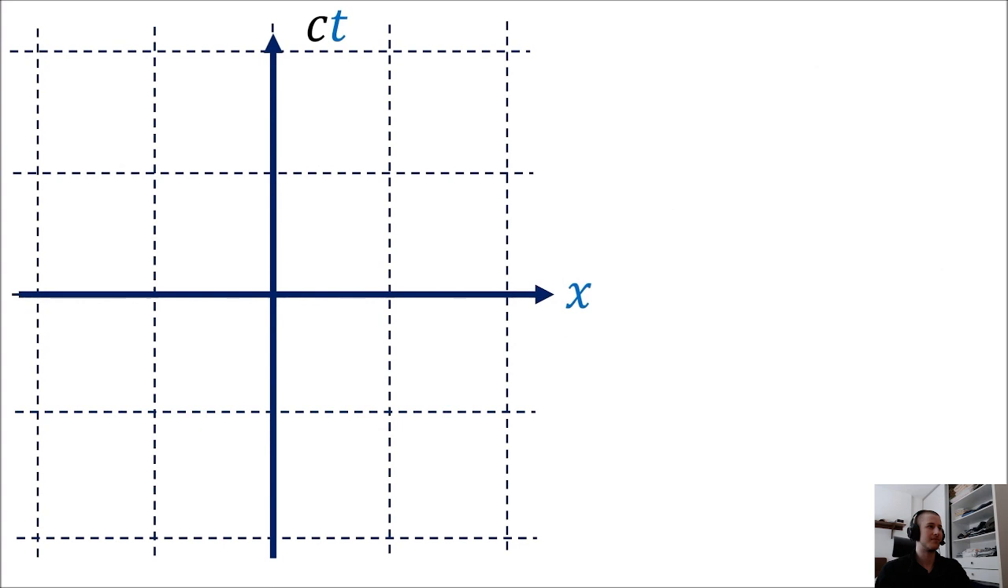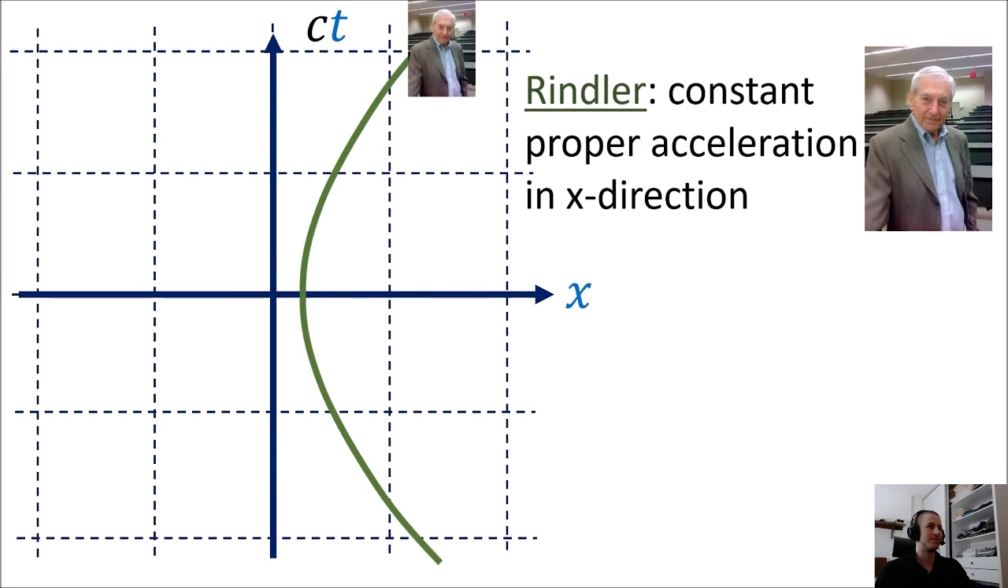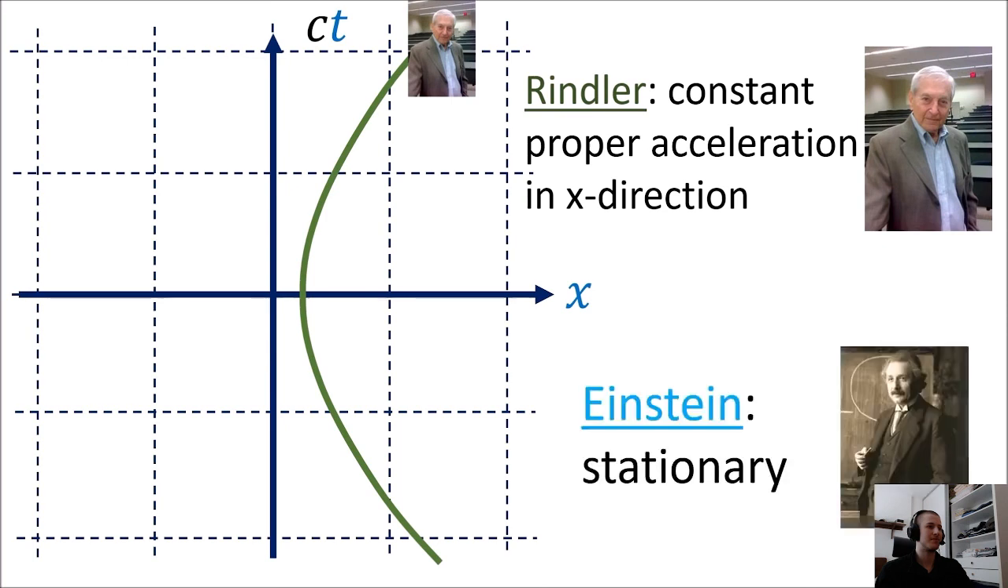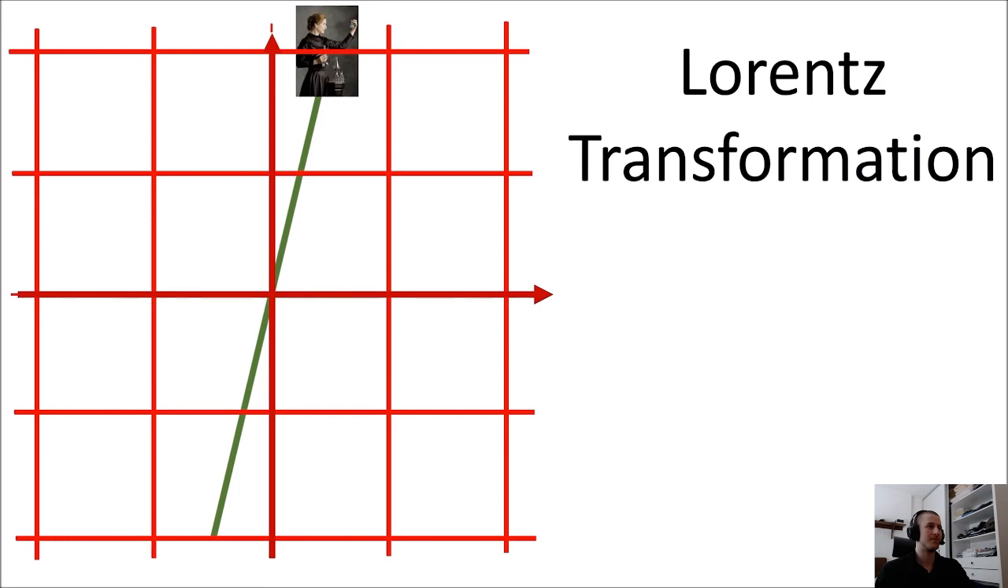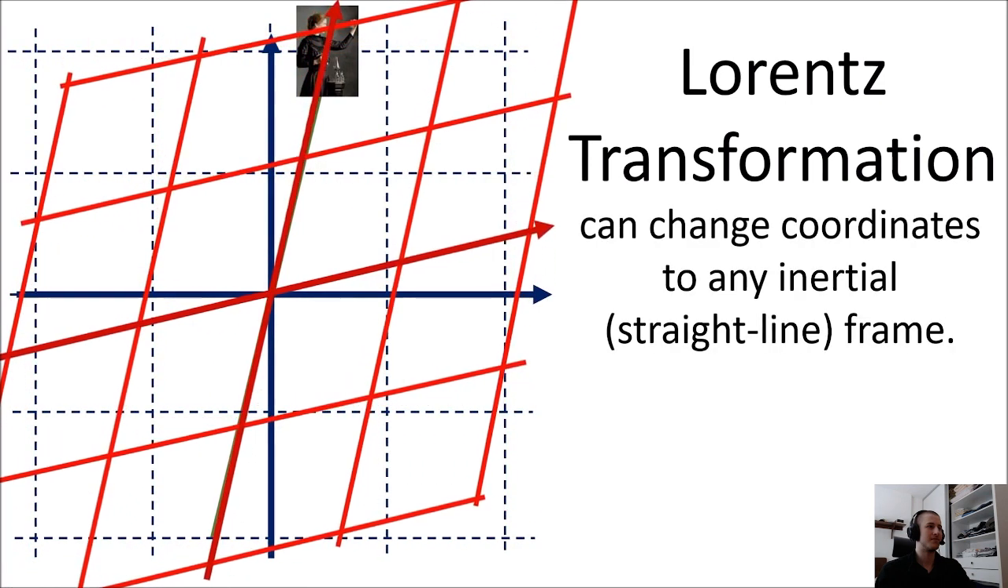Let's say that the physicist Wolfgang Rindler is traveling along a world line with constant proper acceleration in the positive x direction. Let's try to understand his acceleration from his own reference frame and also from the frame of Einstein, who is standing still in a stationary frame nearby. We know that a Lorentz transformation can always change coordinates from an inertial frame to any other inertial frame, which has a straight world line.